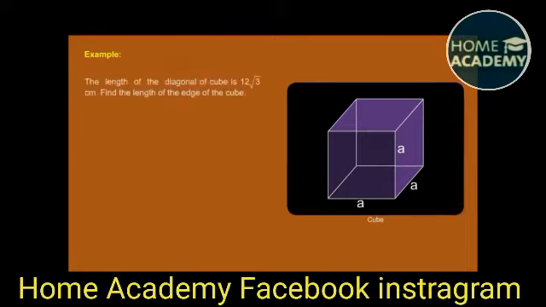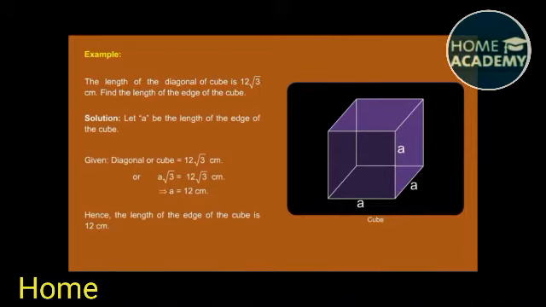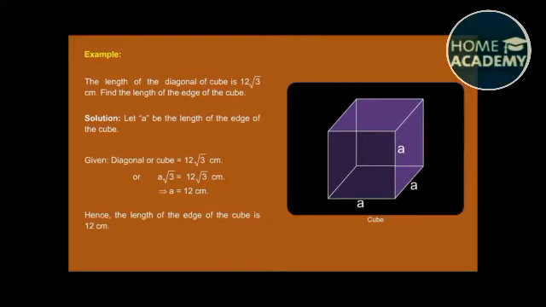Example: the length of the diagonal of a cube is 12 under root 3 centimeter. Find the length of the edge of the cube. Solution: let A be the length of the edge of the cube. Given, the diagonal of the cube is equal to 12 under root 3 centimeter, or A under root 3 is equal to 12 under root 3 centimeter. It implies A is equal to 12 centimeter. Hence, the length of the edge of the cube is 12 centimeter.